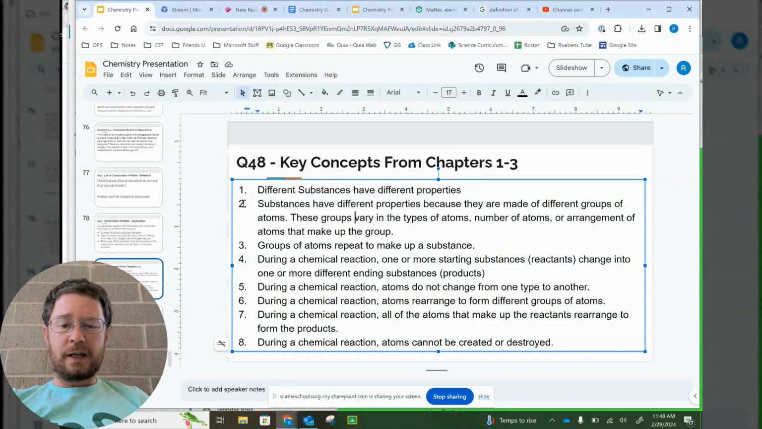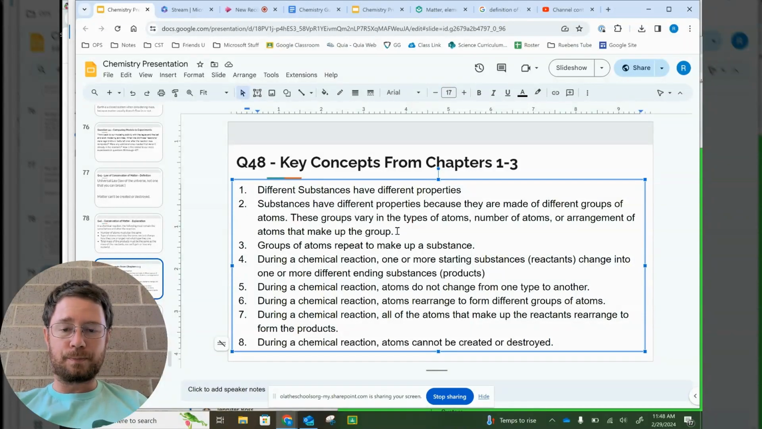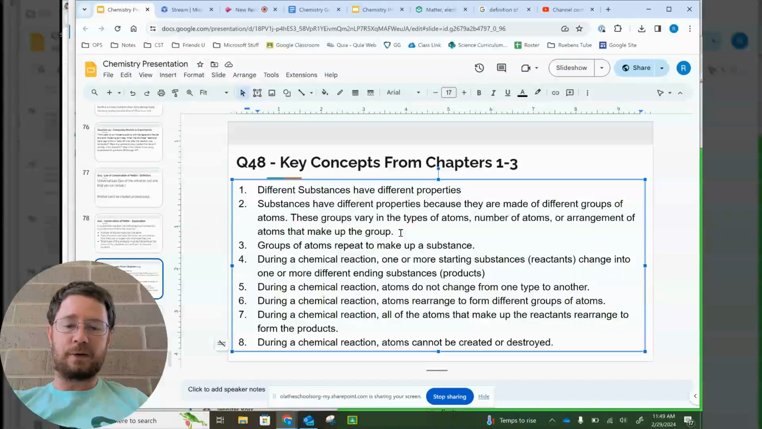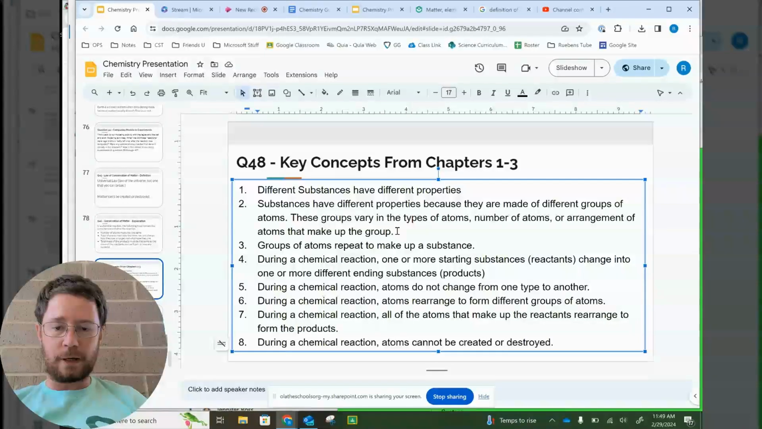Our second key concept: substances have different properties because they are made of different groups of atoms. These groups can vary in the types of atoms, the number of atoms, or the arrangement of atoms that make up the group. So this just means that you can combine atoms in practically an infinite number of ways to make almost an infinite number of substances. So pause, write this down.